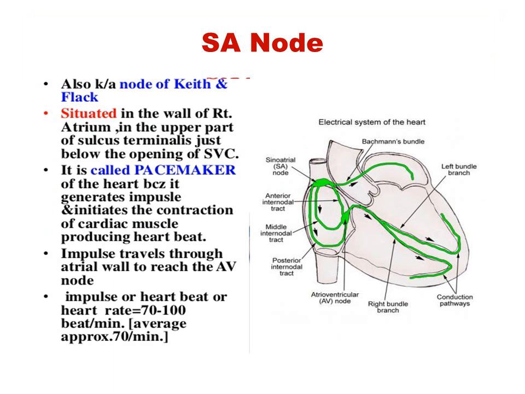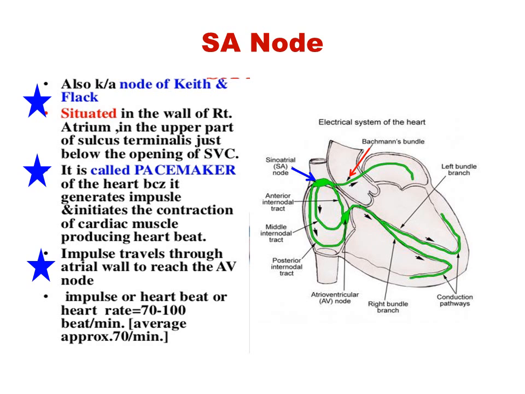Now coming to the sinoatrial node, also known as node of Keith and Flack, situated in the wall of right atrium in the upper part of the sulcus terminalis, just below the opening of the superior vena cava. It is called the pacemaker of heart because it generates the impulses and initiates the contraction of the cardiac muscle, producing the heartbeats. Impulses travel through the atrial wall to reach the AV node. The heart rate is around 70 to 100 beats per minute.